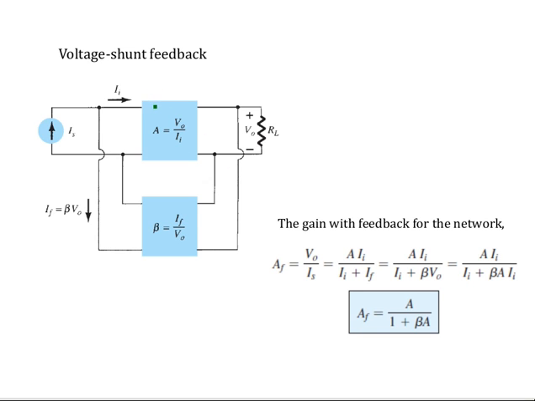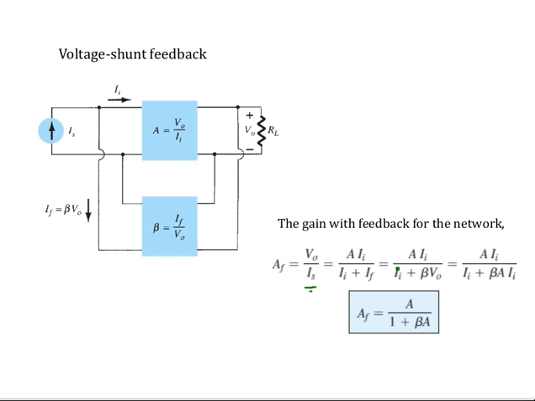Now for voltage shunt feedback, again you will find the same expression. So it is AF is equal to V0 by Is here, because Is is the input. Then A into Ii by Ii plus If, and you simplify. How do you get this expression? This V0 is A into Ii. Then this Is is equal to Ii plus If if there is feedback. Is is Ii plus If.